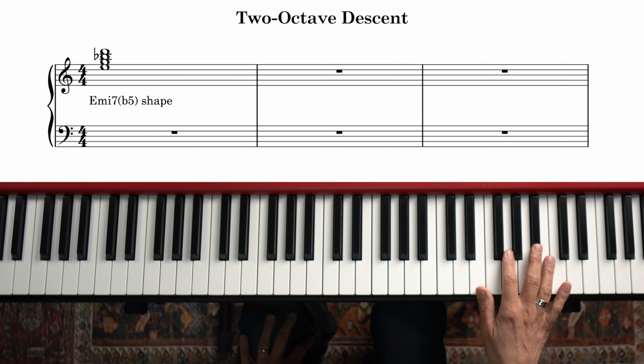I call this the 2-octave descent because, well, it's a descending lick that spans approximately 2 octaves. The best way to approach this is to break it down into hand positions, which is a great way to approach a lot of blues piano language. The first position contains these 4 notes, from the 6th at the bottom to the 5th at the top.